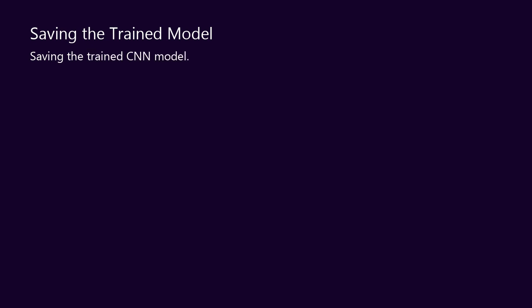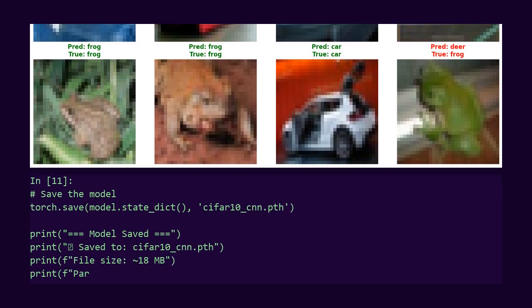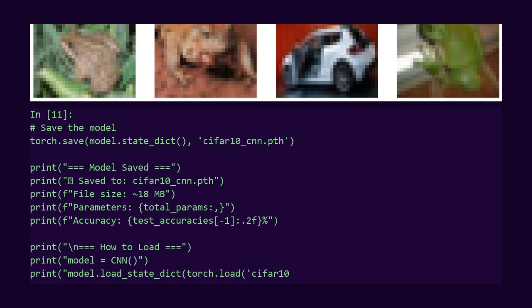Let's save our trained model. We can load it later for predictions without retraining. This is how you deploy CNNs to production. I'm saving the model state dict. This contains all the learned parameters. The file is about 18 megabytes.